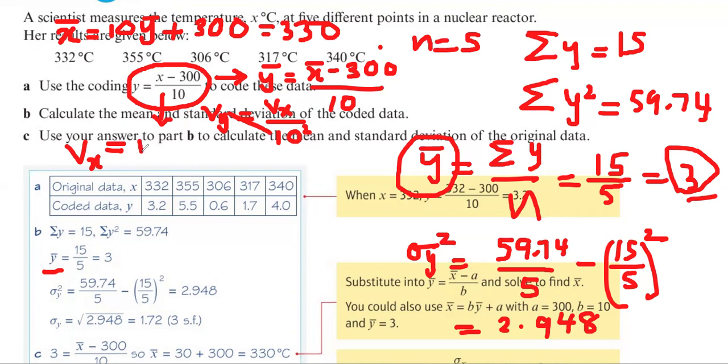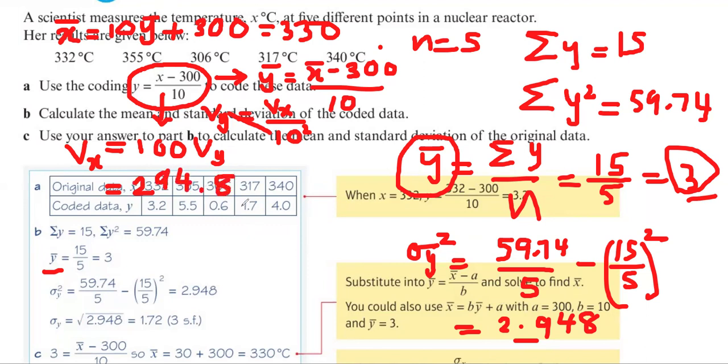So is it 2.28 into... like that? No, Vx equals 100 into Vy. Vy equals the same thing. Sigma y squared equals Vy, no? Sorry, Vy. Therefore, Vx equals 2.948 into 100. Therefore, 294.8.